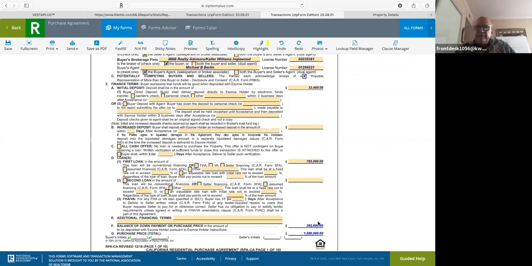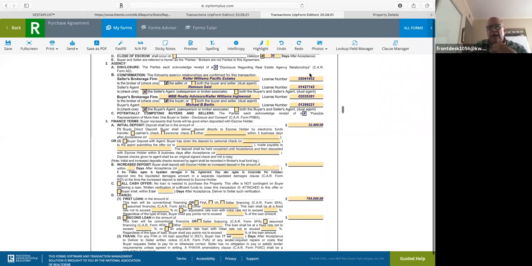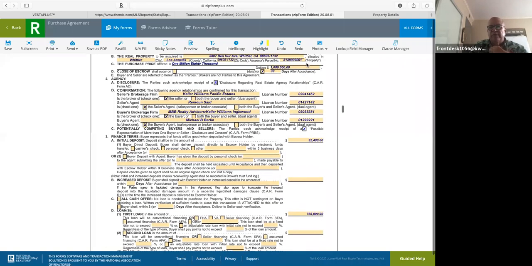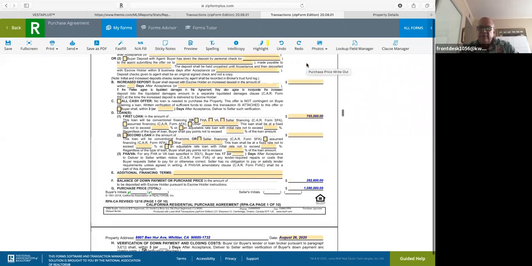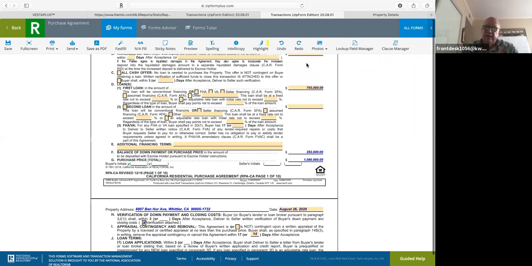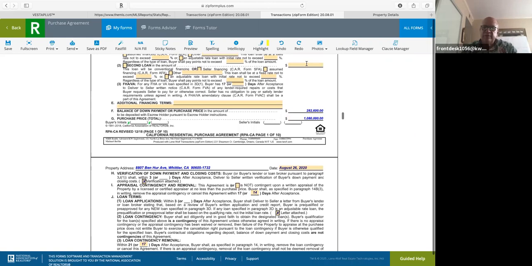A lot of times agents think that the balance of the down payment, 280.25, should go here under increased deposit, and that's not the case. The balance of deposit automatically defaults to this line. Once you put in your loan amount, it'll subtract the EMD, and then it'll subtract it from the purchase price. So that means the balance that the client has to bring to the sale is 282,600.